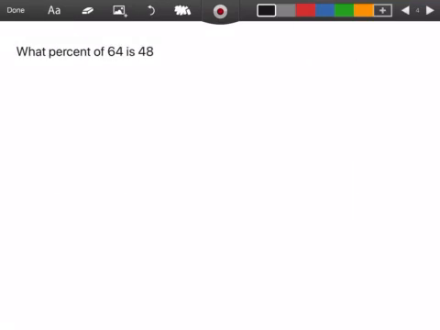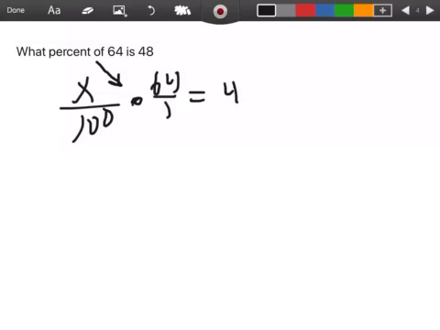What percent of 64 is 48? So remember, of equals multiplying, and is equals the equal sign. So we're trying to find the percentage. We don't know it, so that's x over 100. That's the percentage of, so that would be multiplying 64 over 1 equals 48. This would be right here. We just need to solve for the equation.